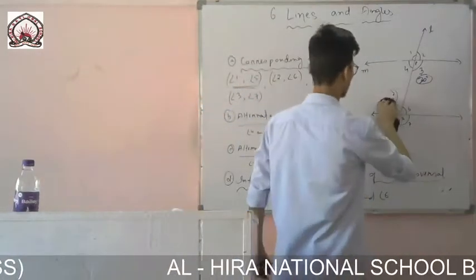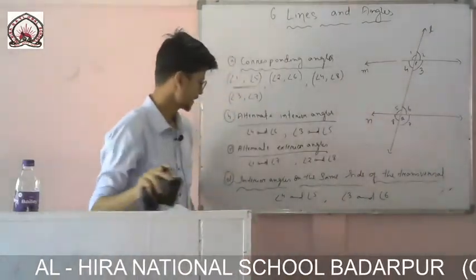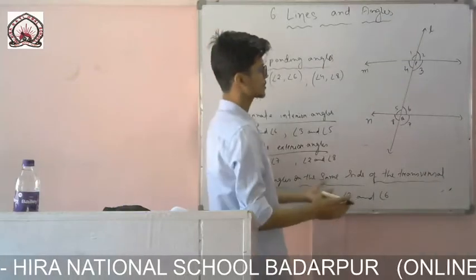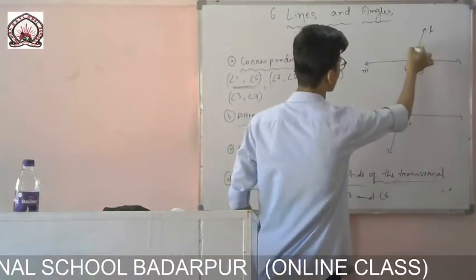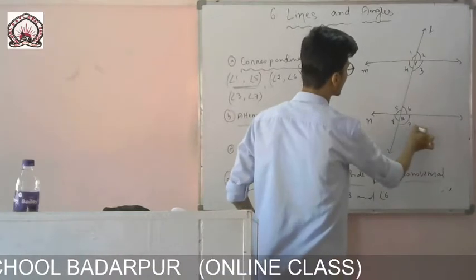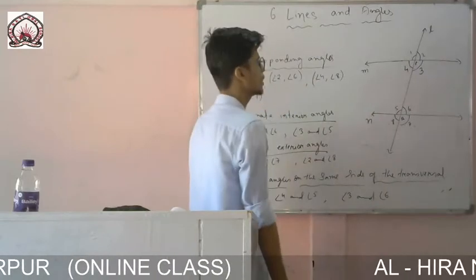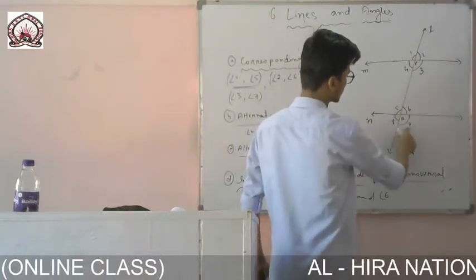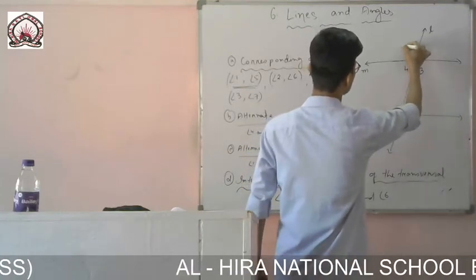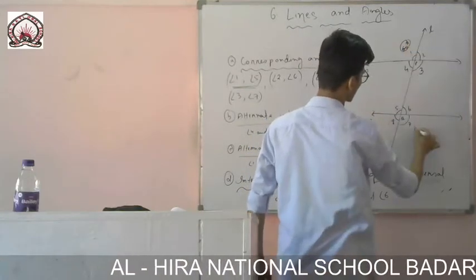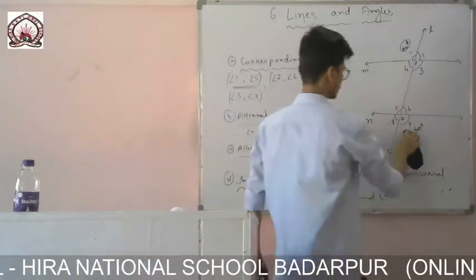Next one is alternate exterior angles. The term exterior means they will be on the outside. So angle 1 and angle 7, angle 2 and angle 8. So if the value of this one is given 60 degrees, then that one will also be 60, because alternate exterior angles are also equal.